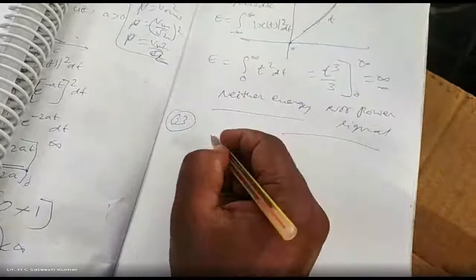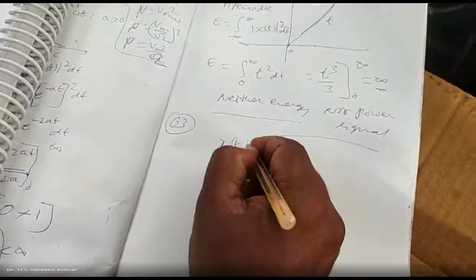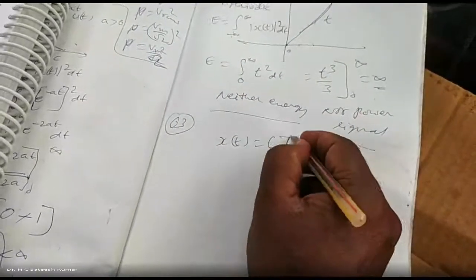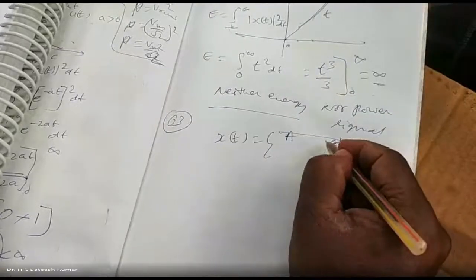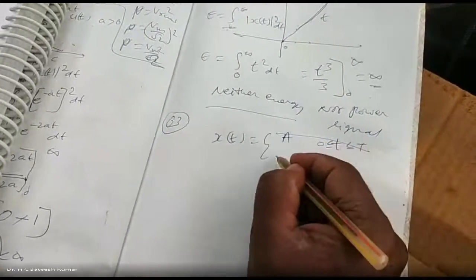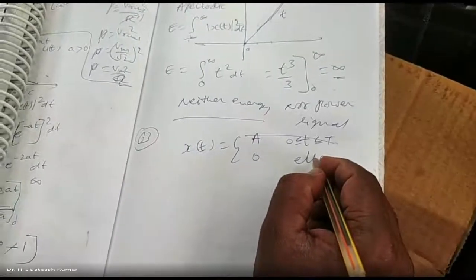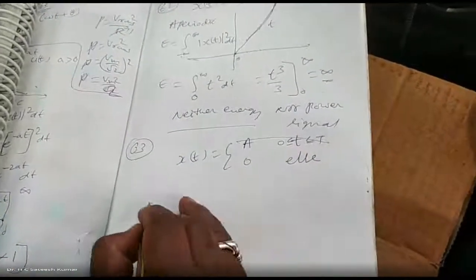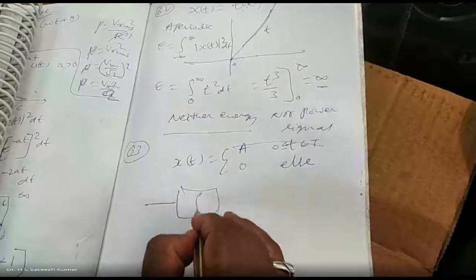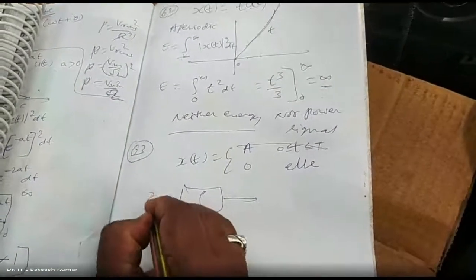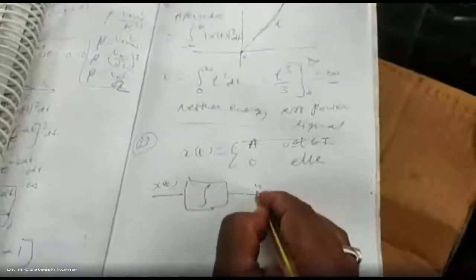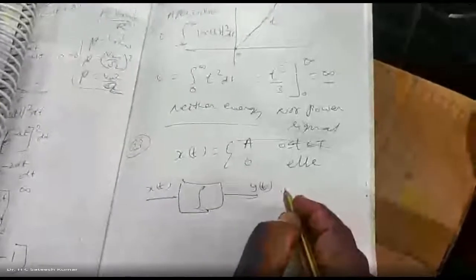A rectangular pulse x of t is equal to A for t lying between 0 to T and is equal to 0 elsewhere, is applied to an integrator. So that means this x of t is applied to an integrator. Find the energy of the total output y of t. That means we'll have to find out the energy of the total output y of t.